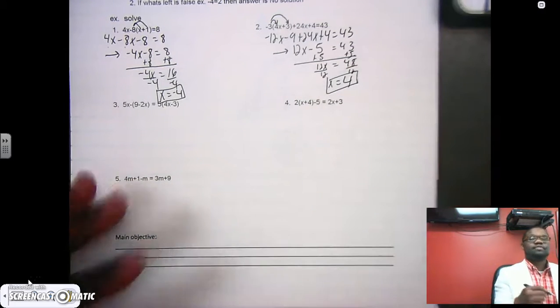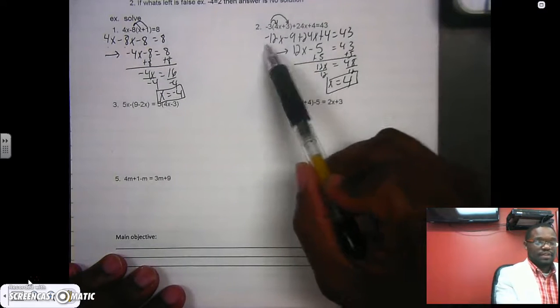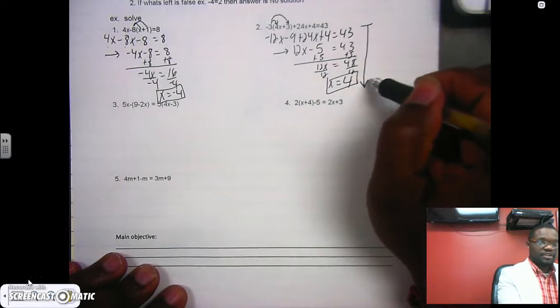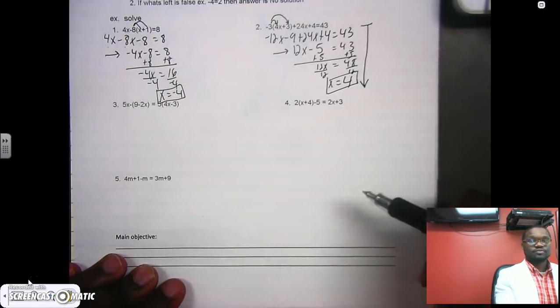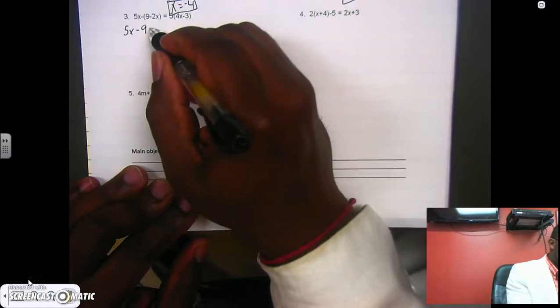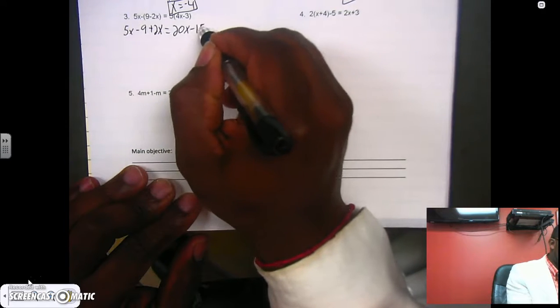So pretty much what I've done is added one more step. Distributive property, and then combine like terms, things that we should all know. All from here down is a review of previous notes. Number 3, let's look at number 3. We have our first step being negative (5x minus 9) plus 2x equals 20x minus 15.